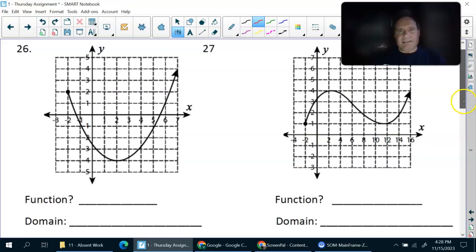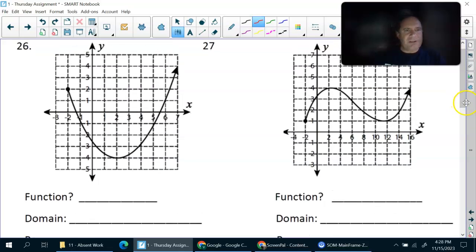For number 26, we have a function. Is this a function? You do a vertical line test. Yes, it is a function. The domain is the leftmost part of the graph, which is -2. So that's the domain. We're going to start at -2. It's a closed circle, so it's a bracket. We're going to go all the way over to the rightmost part of the graph. There's an arrow facing up. That means it goes to the right forever. That is a positive infinity. So that's the reason why it is a positive infinity there.